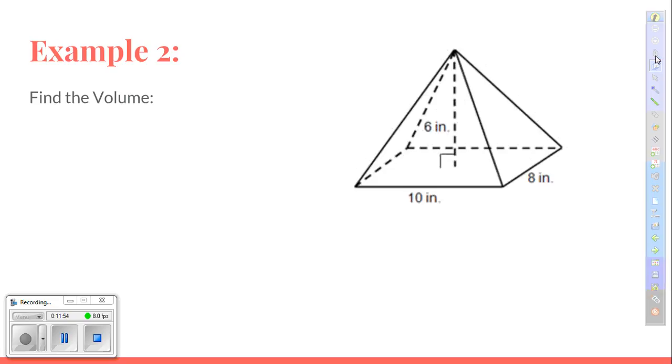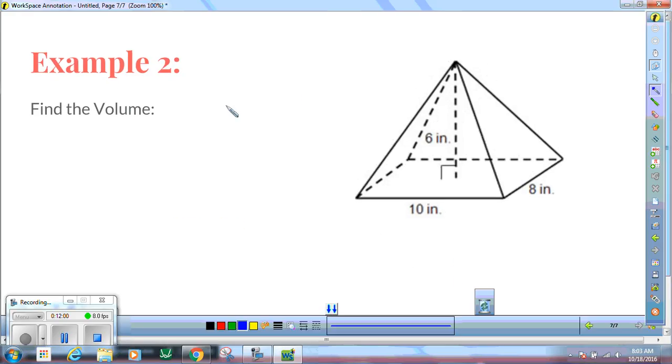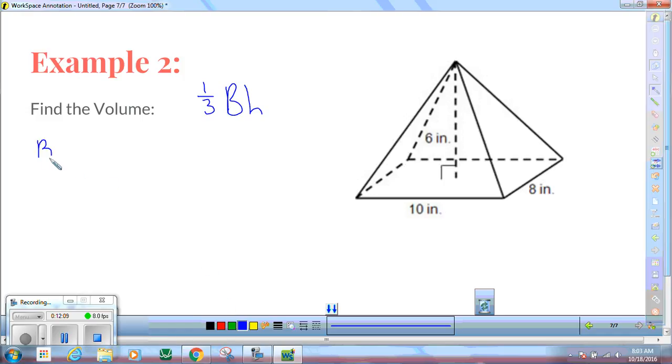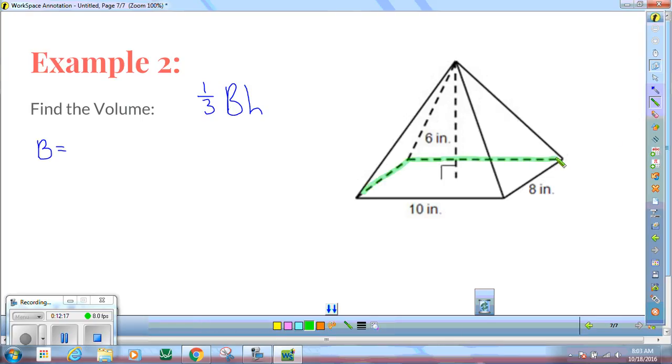So let's look at an example. We want to find the volume of this pyramid. If we remember, volume of a pyramid is 1/3 the area of the base times the height. So we've got some information to find. If I find the area of the base, well, first I have to figure out what shape the base is. The base is the bottom of the pyramid, so that's going to be this rectangle here. This is a rectangular pyramid, so we are looking for the area of this rectangle.